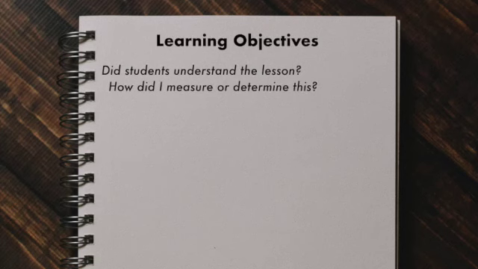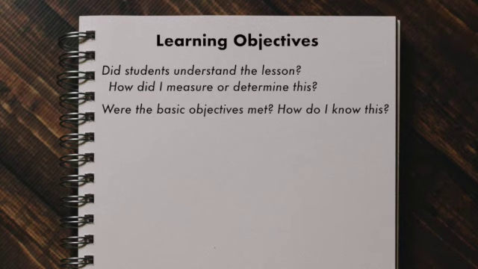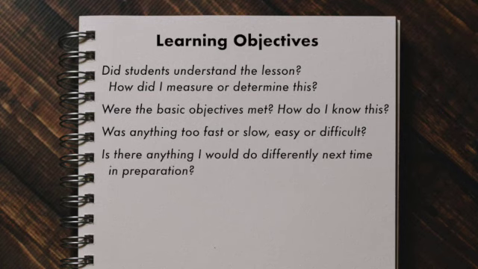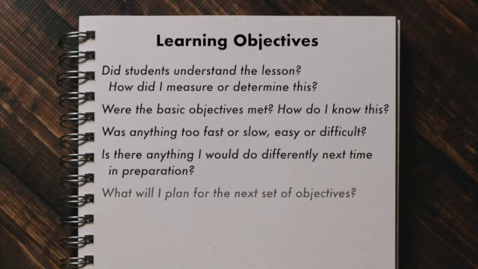Did students understand the lesson? How did I measure or determine this? Were the basic objectives met? How do I know this? Was anything too fast or slow? Easy or difficult? Is there anything I would do differently next time in preparation? What will I plan for the next set of objectives?